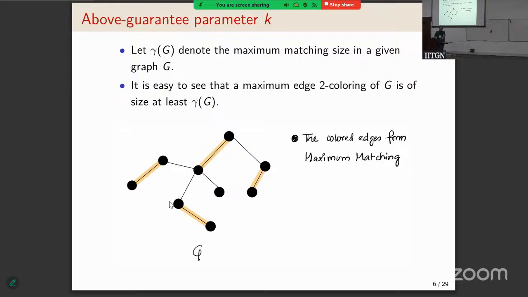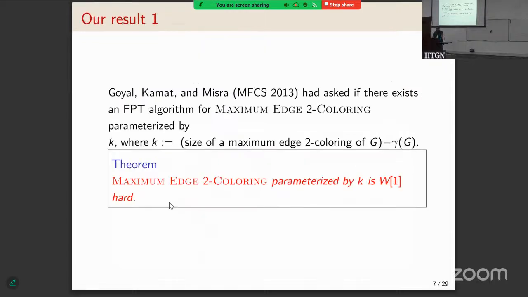So we can again think of this coloring problem based on this parameter K, which we call the above-guarantee parameter. It is like how many colors more than the maximum matching I need. So that will also constitute one parameter. And in the same paper, Goel, Kamat and Mishra, MFCS 2013, had asked if there exists an FPT algorithm for the parameter K, that is, how many colors more than the maximum matching would I need to color the graph G. So we show that this problem, parameterized by K, is the relevant part.